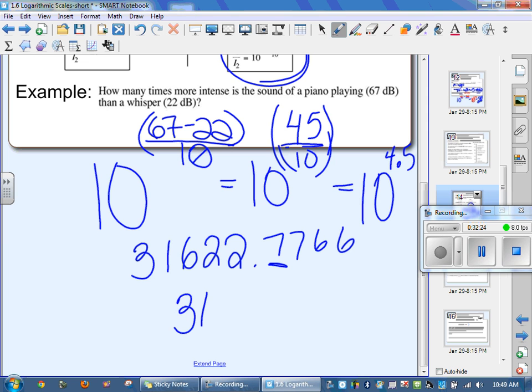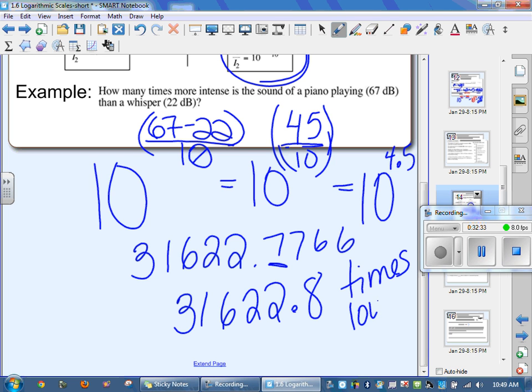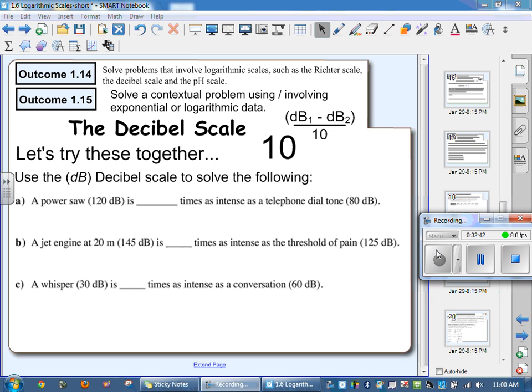Okay, it's that many times louder the piano is than whispering. Okay, these three questions. The first one you should have taken 120 subtracting 80, you're going to get 40. Then you're going to divide by 10 to get 4. So it's 10 exponent 4, which is 10,000 times as intense.